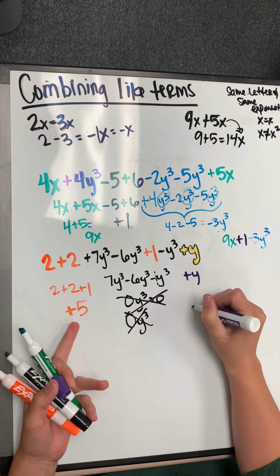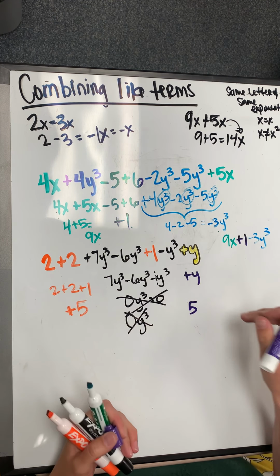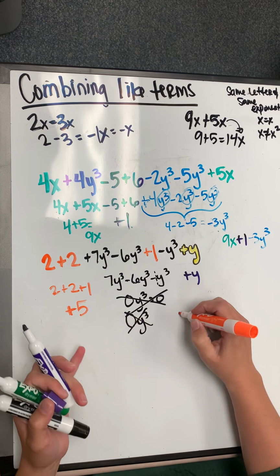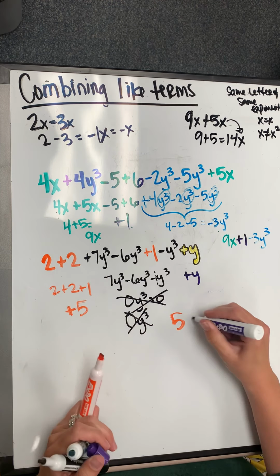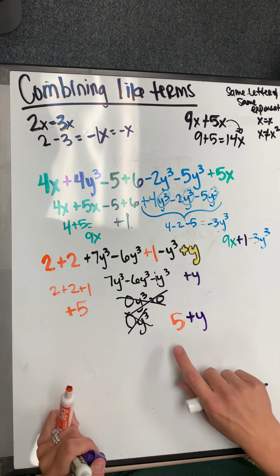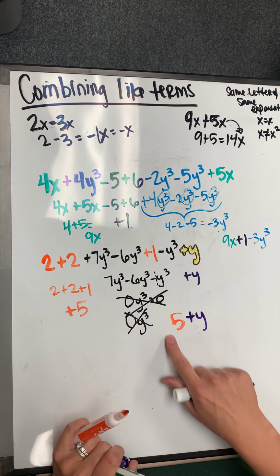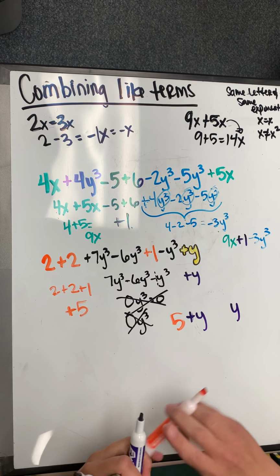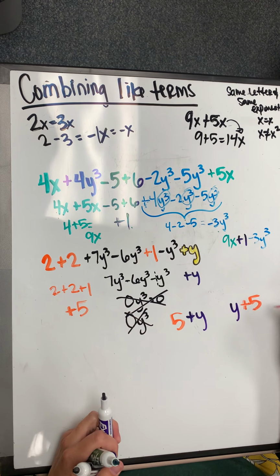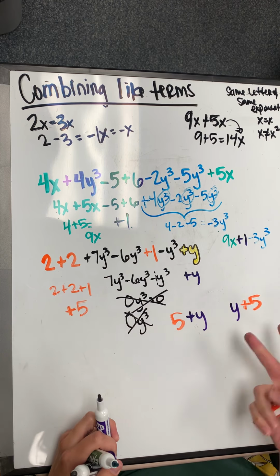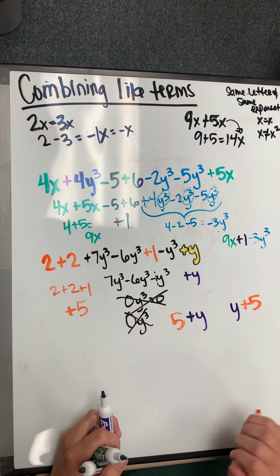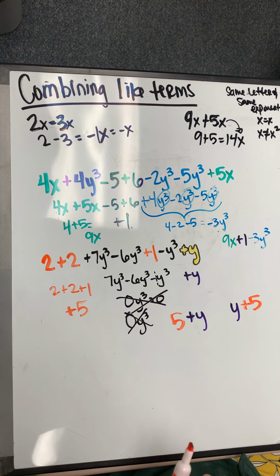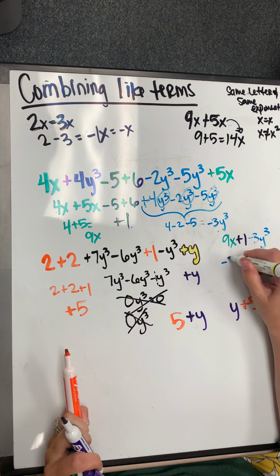So I can have a 5, oops, I'll keep it color-coded. I will have my 5 plus y, like that, and I know that my 5 is a positive because there isn't a sign up here, or I can even have it y plus 5, and I know that my y is positive if I switch it around because there is no sign right here.